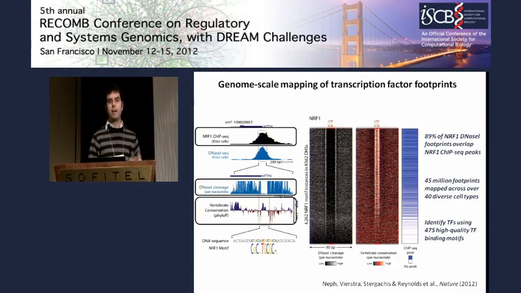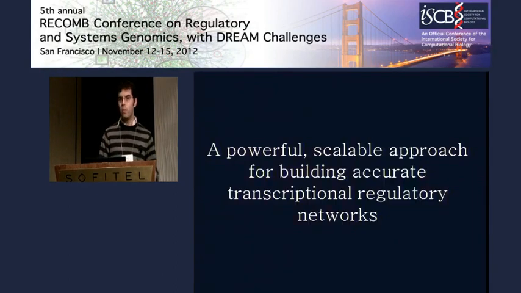And furthermore, by combining these with transcription factor motifs, which are currently within these databases and are only getting better by the month, we can really highlight which transcription factors are potentially occupying those sites within a given cell type. So how can we utilize this to actually build a network?